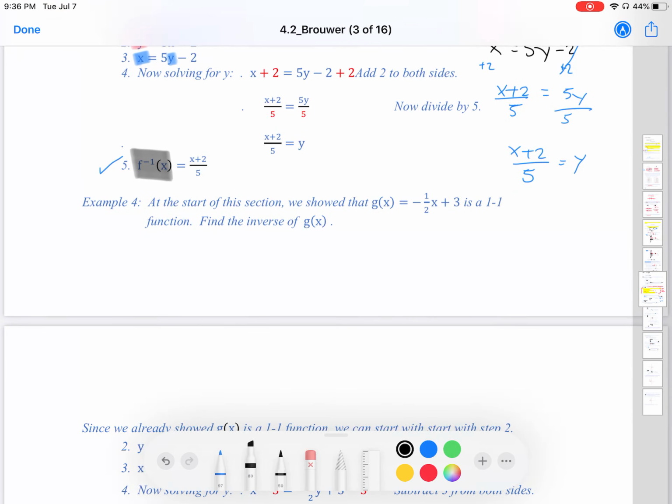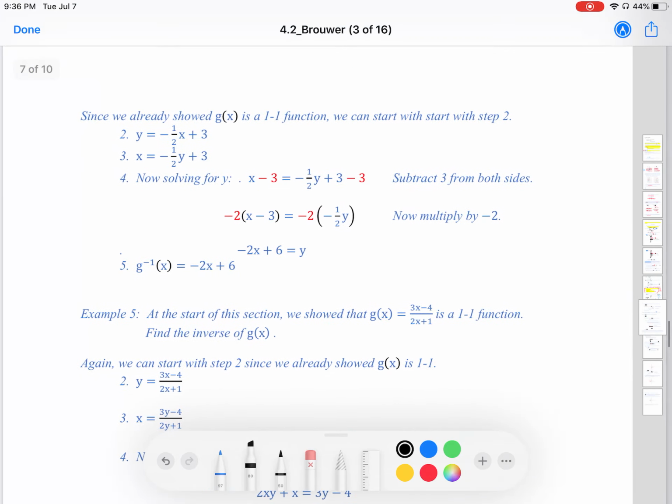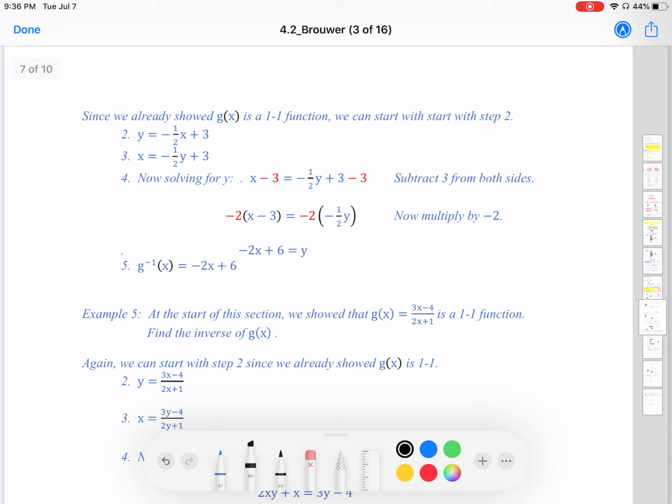Example 4. At the start of the section, we showed that g of x equals negative 1 over 2x plus 3 is a one-to-one function. Find the inverse. All right, step 1, change your g of x to a y. Step 2, swap your x's and y's. I'm sorry, that's step 3. Step 4, solve for y. So let's see it on the side.